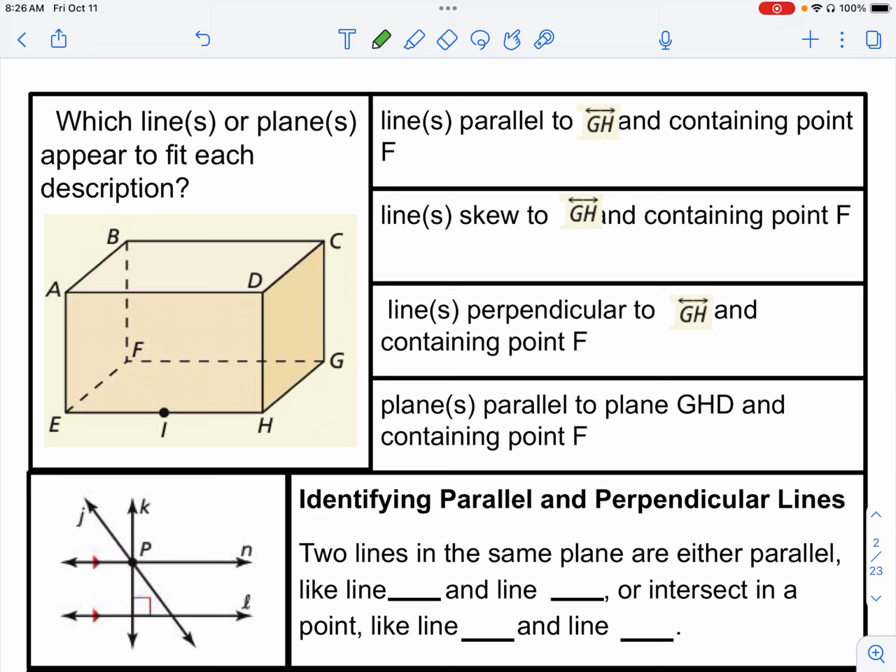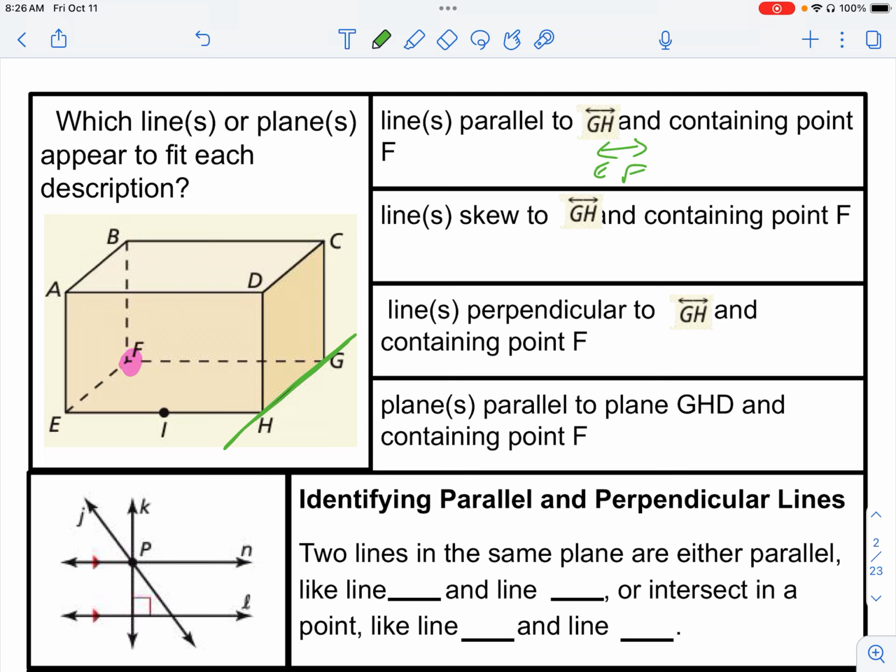So pause the video and do this section with the parallel, skew, perpendicular, and parallel planes containing point F, and then come back and we'll work through it together. All right, welcome back. So GH is our starting point here. Point F is over here. We want it parallel. So that is going to be line EF.